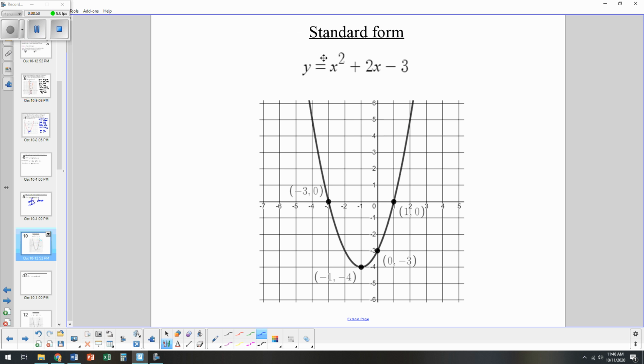So this was my standard form equation. We noticed that we could tell, based on this negative 3 here, that the y-intercept should have been at negative 3. And if I look here, my y-intercept is in fact (0, negative 3).